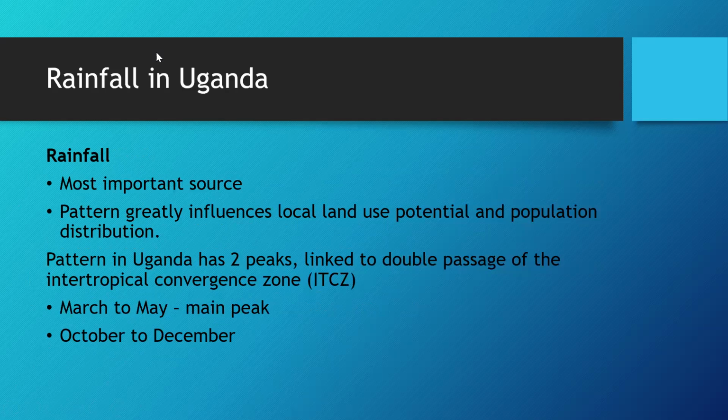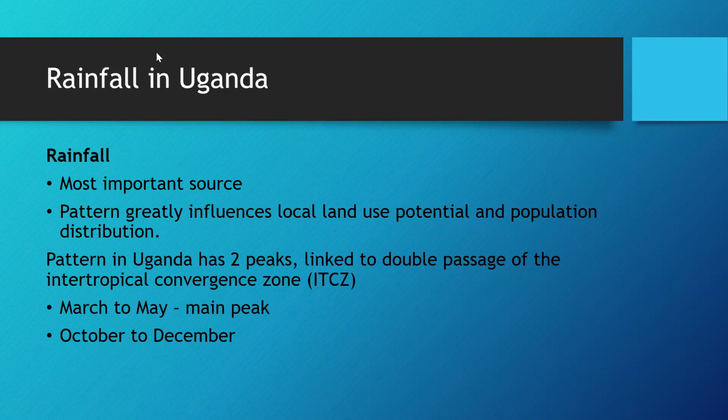So we look at rainfall in Uganda. We say that rainfall is the most important source of water for us. When you look at the patterns and where we get our water from, mostly it comes from rainfall, which accounts for the largest percentage of how we get our water. So the pattern greatly influences social life, local land use potential, and population distribution.